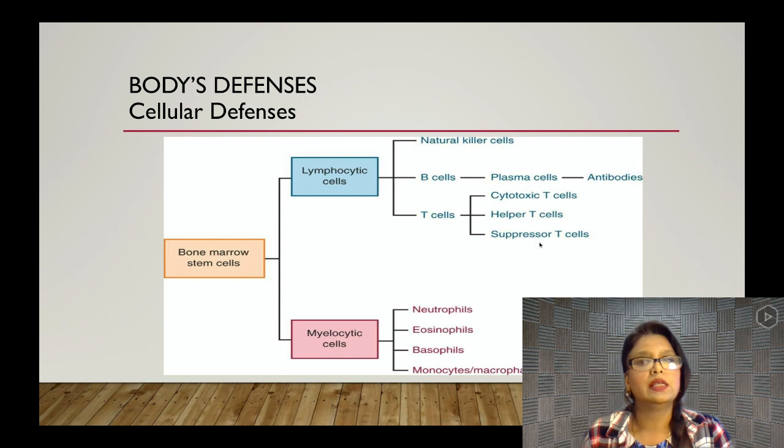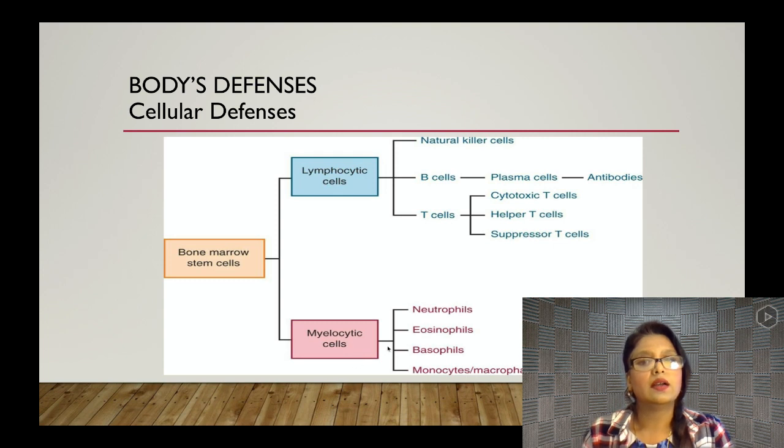Then suppressor T cells will suppress the T cells so they do not keep fighting, so they are the balancers. Basically, they will balance whether there's enough of a response to fight those cells, and these suppressor cells will be like, okay, we're good, we actually won our battle, so cool off. So that's suppressor T cells. Okay.